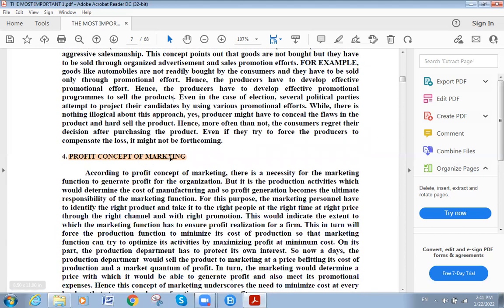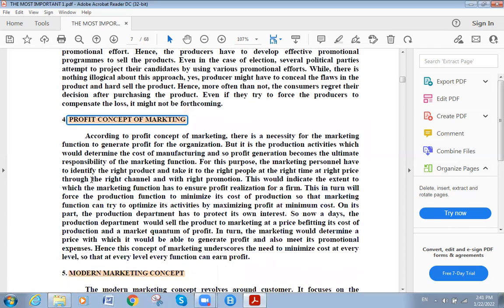After that, we came to the profit concept of marketing. According to the profit concept of marketing, there is a necessity for the marketing function to generate profits for the organization. That's true, because that is why I'm working, for profits. But it is the production activity that determines the cost of manufacturing. And so profit generation becomes the ultimate responsibility of the marketing function. Okay.